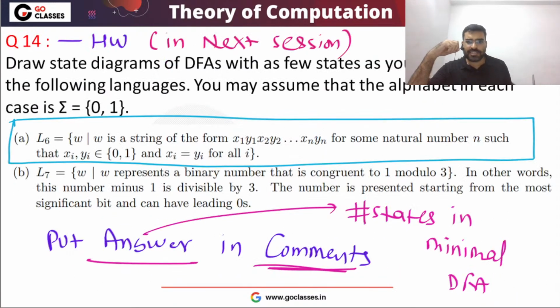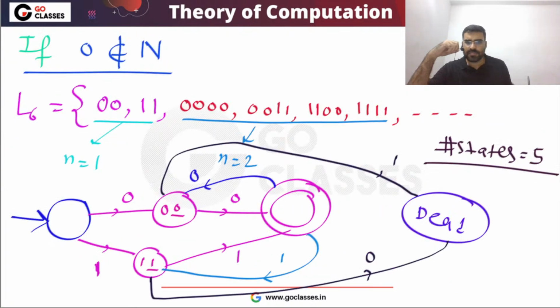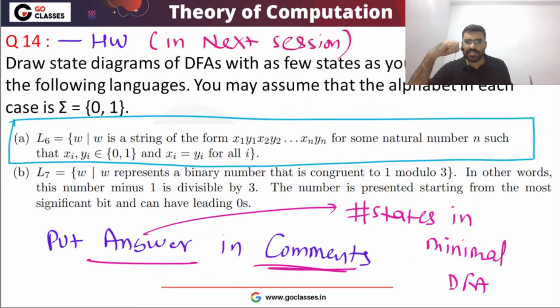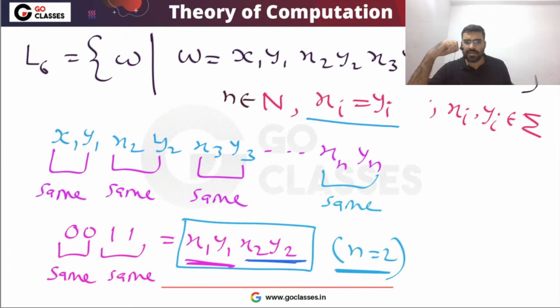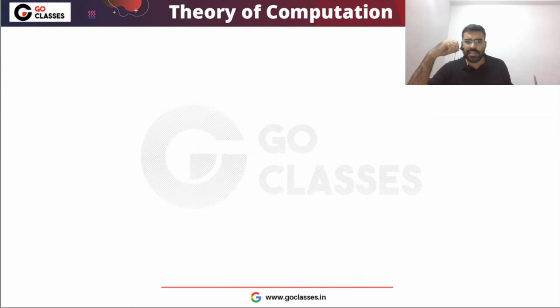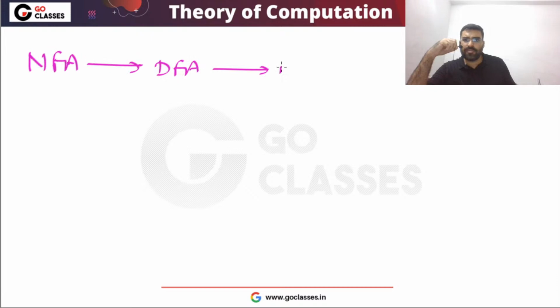Is this question number L6? Is it clear? Question number L6. So it is a very simple question. Very easily you can create the DFA. We have created many DFAs. And remember, you don't have to create an NFA, then convert it into a DFA, and then minimize.